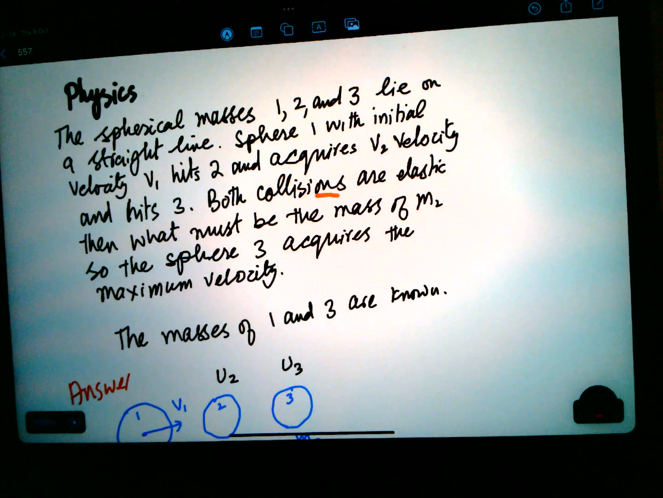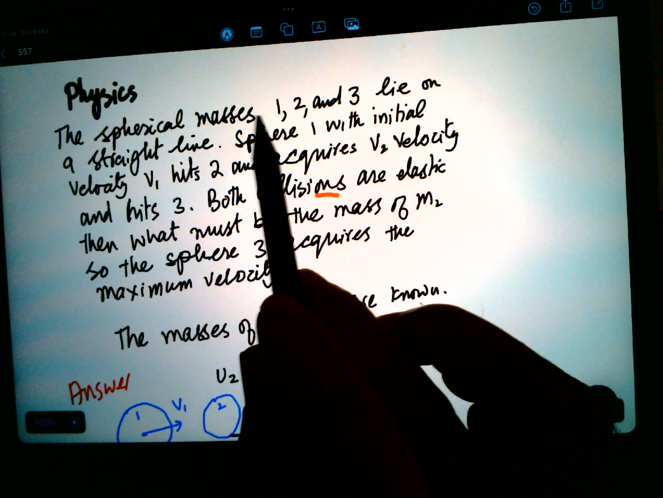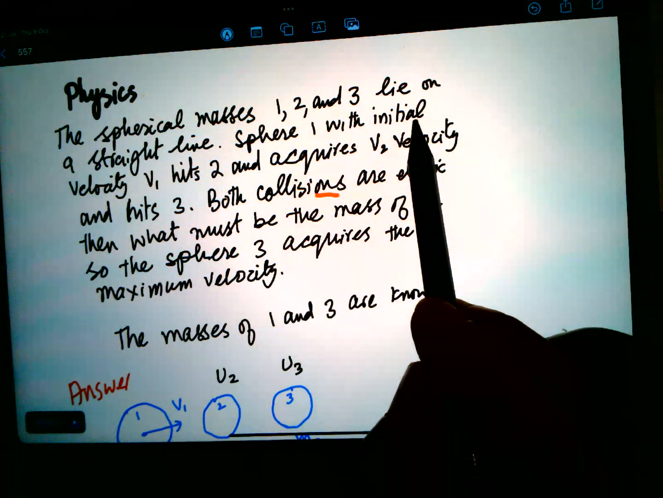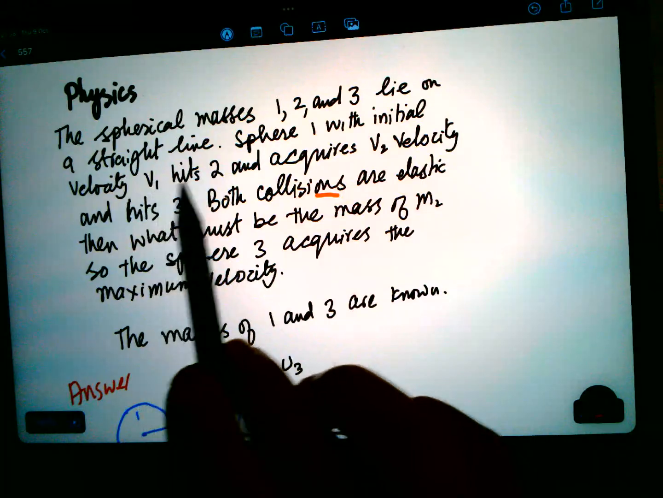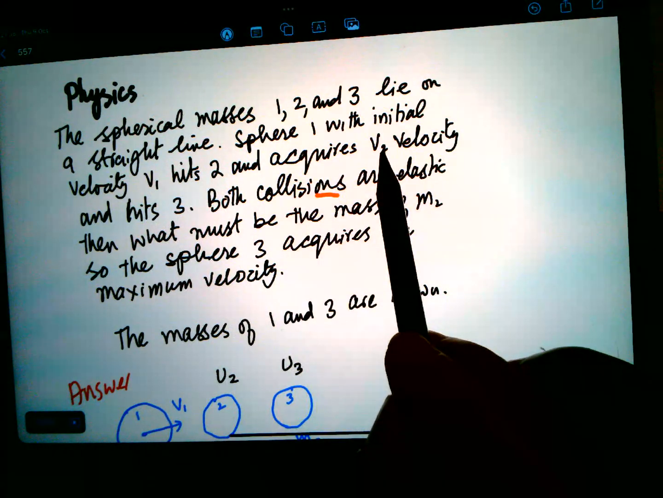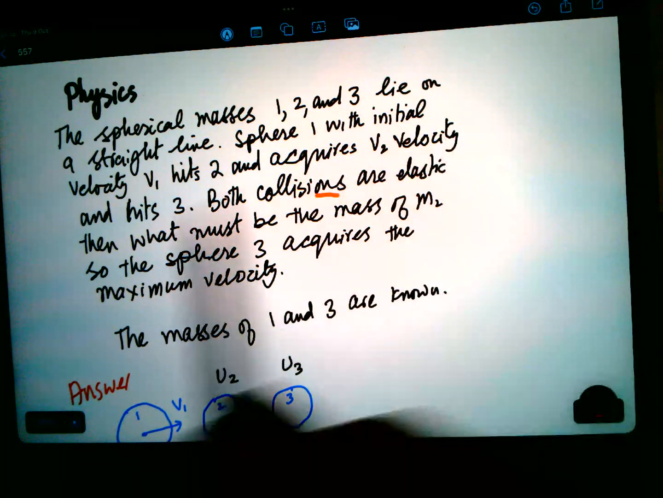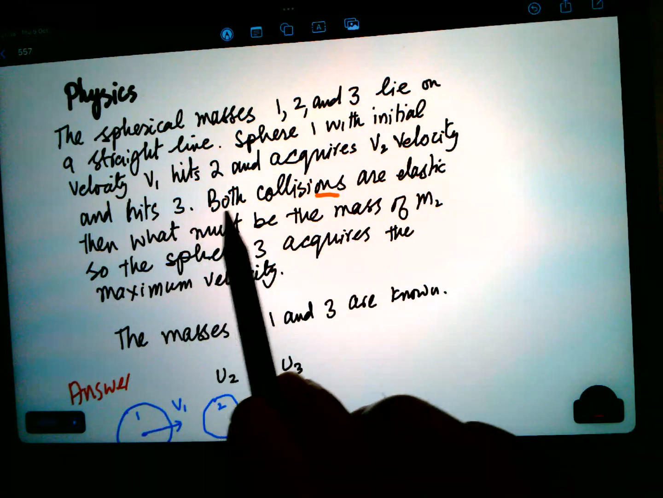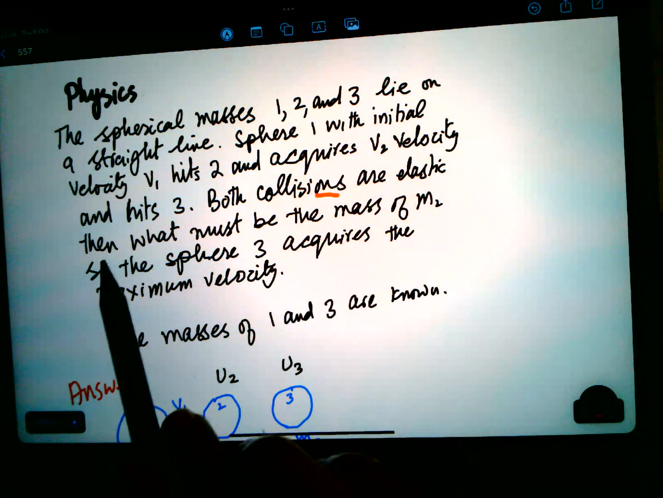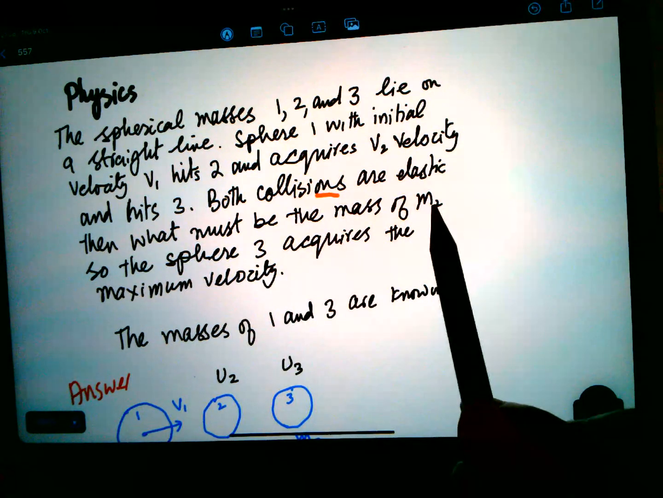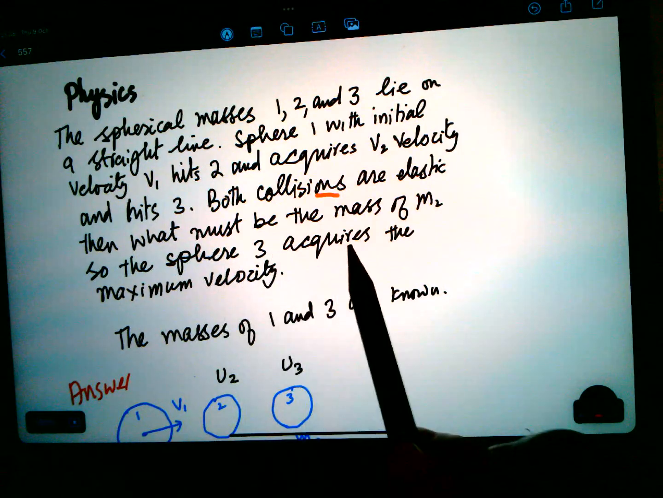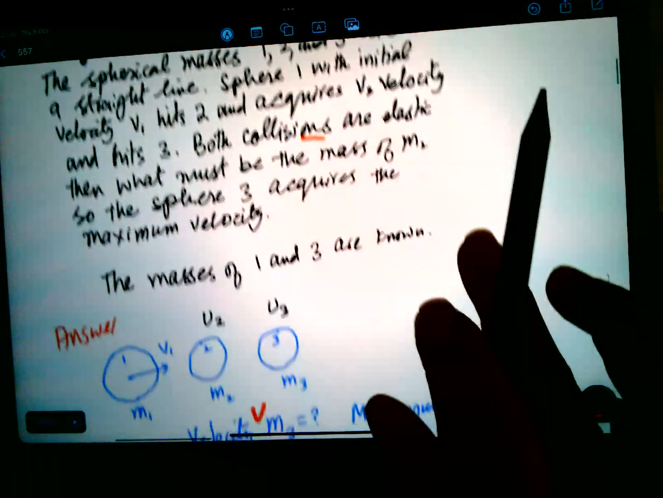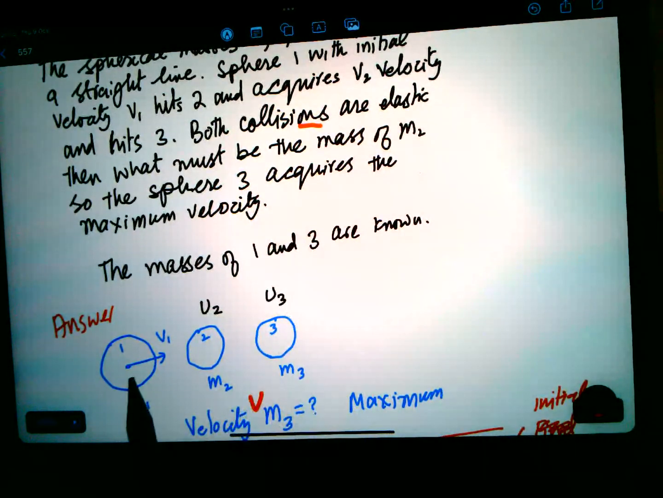Hello, physics. The question is: the spherical masses 1, 2, 3 lie on a straight line. Sphere 1 with initial velocity v1 hits 2, which acquires a velocity v2 and hits 3. Both collisions are elastic. Then what must be the mass of m2 so that the sphere 3 acquires the maximum velocity? So we have to find the mass m2.